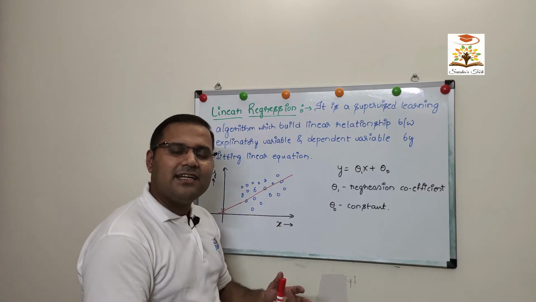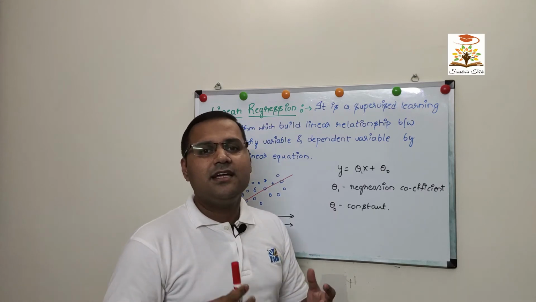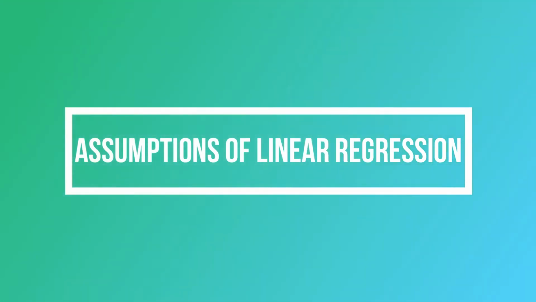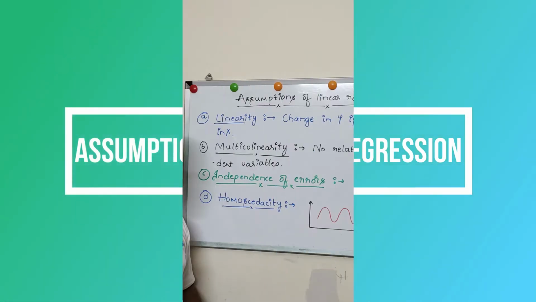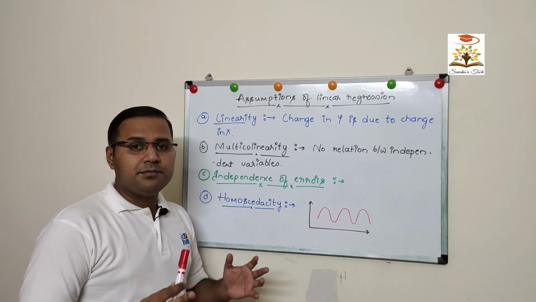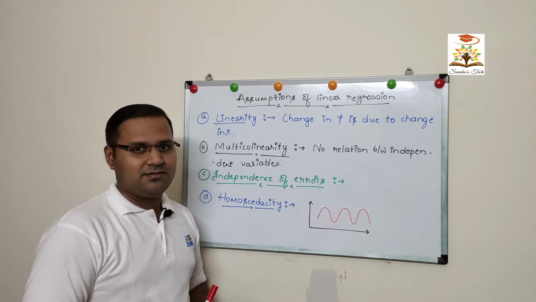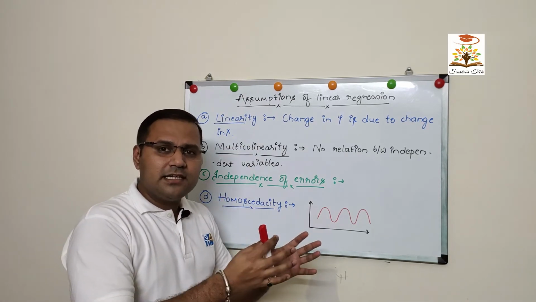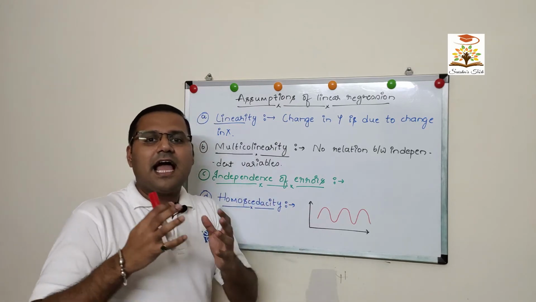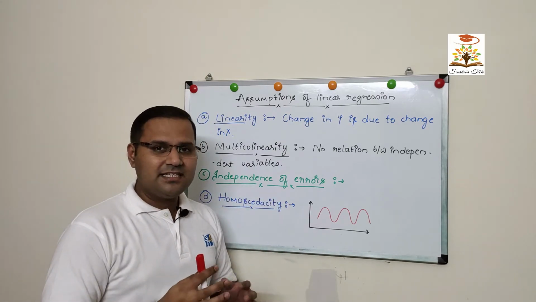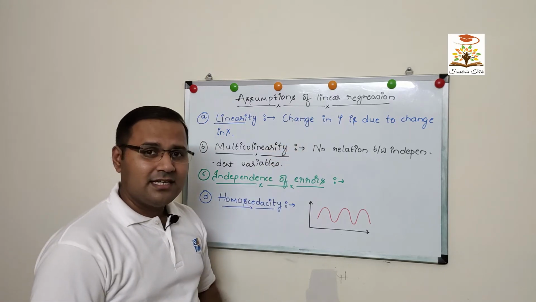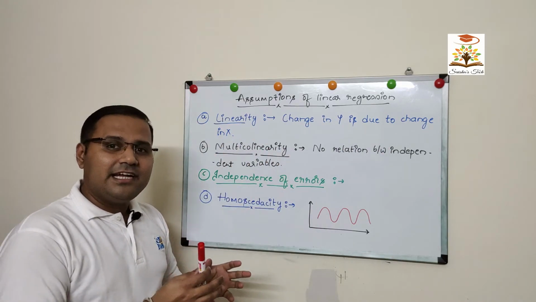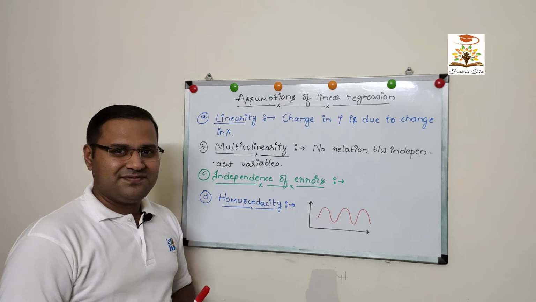Now, let us understand the assumptions which we make in linear regression. There are four important assumptions which we make while building a linear regression model. Those are linearity. There should be a linear relationship between the independent variable and the dependent variable. That is, if there is a change in y, that change is due to the change in x.